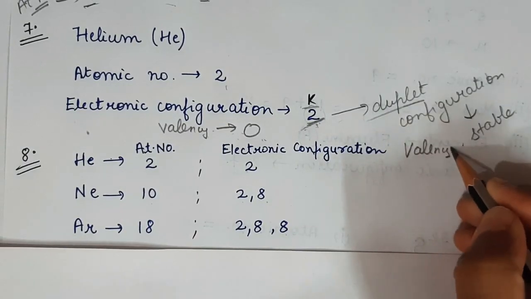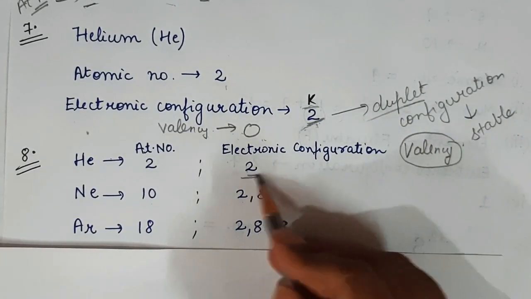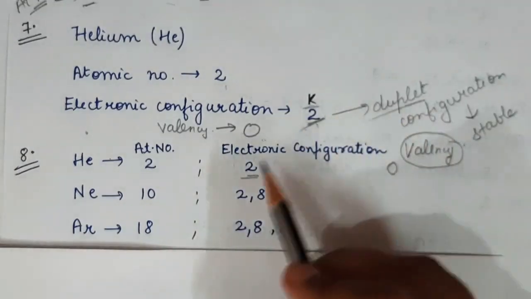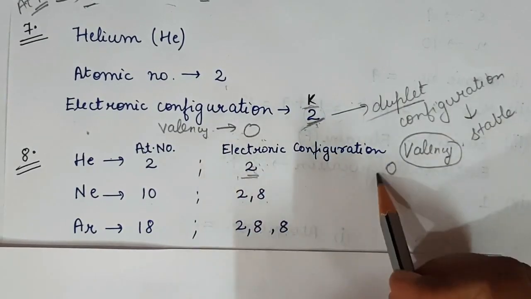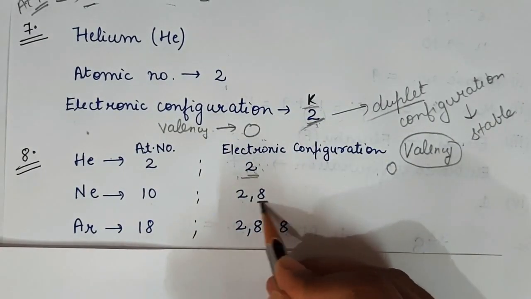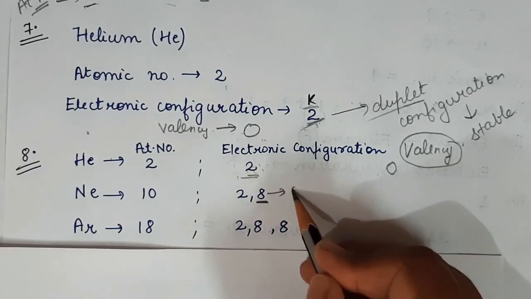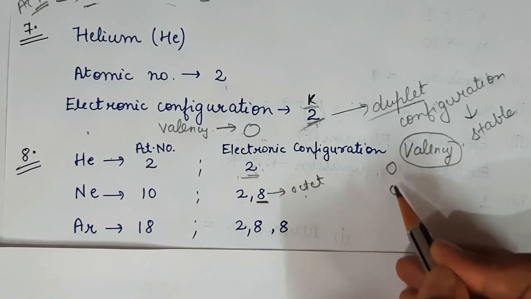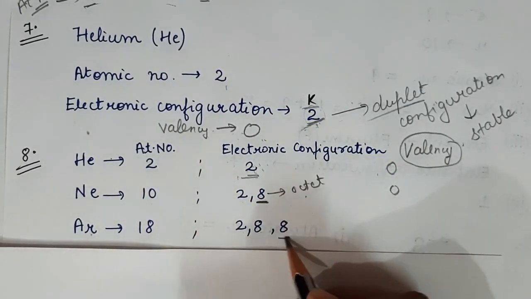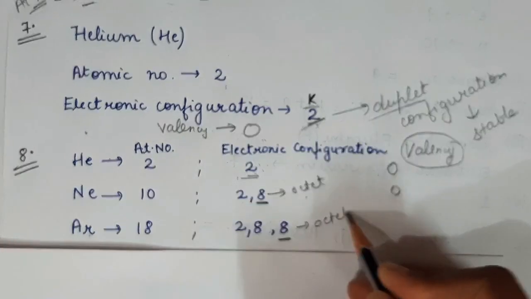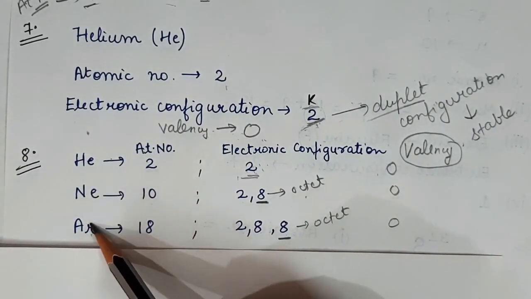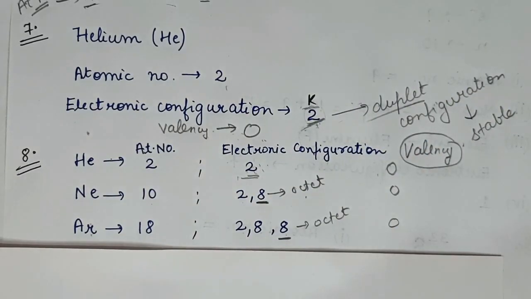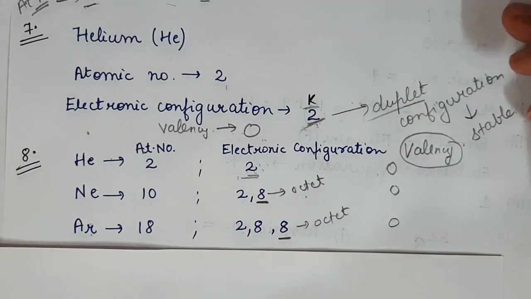Now calculate the valency of all these 3. What will be the valency? For the first, it will be 0. Same case. It is a doublet. The first shell, K shell, is a doublet, it is stable. So valency is 0. Now the last shell in neon. It is already an octet. It is stable. So valency 0. Coming to argon. The last shell has 8, it is already an octet, stable configuration, again 0. So all these 3, helium, neon and argon, have 0 valency, right? So it was asked in the question. You can explain it on the basis of electronic configuration.